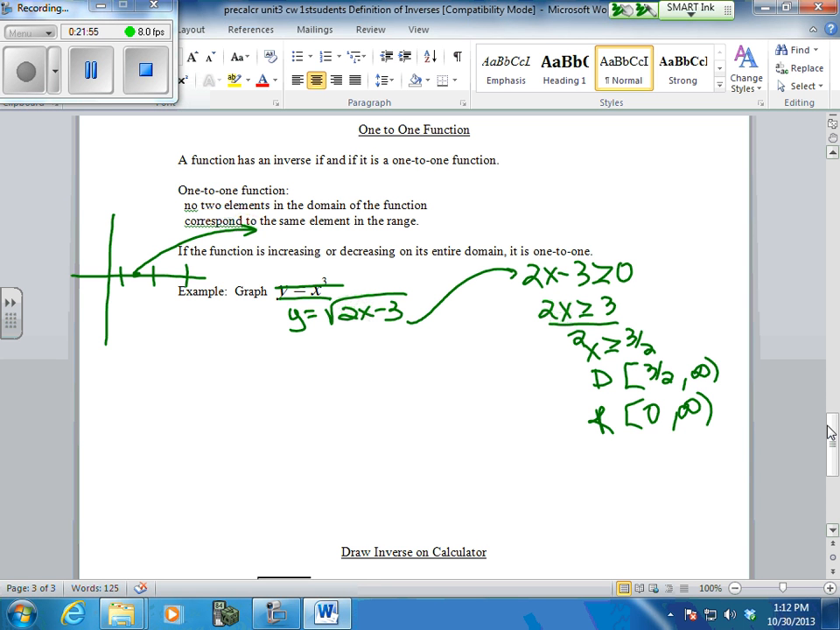Does this function pass a vertical and a horizontal line test? Yes. So this is a 1-to-1. It passes a vertical and a horizontal line test. We checked both. So now we're going to convert our equation. We're going to interchange the x and the y.